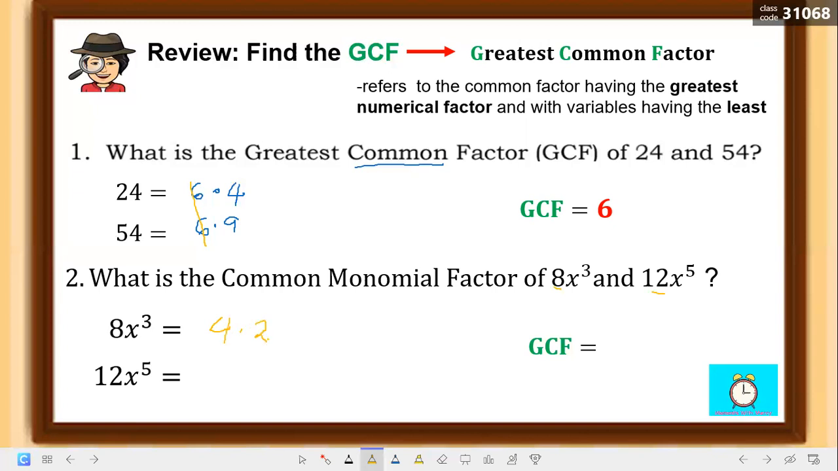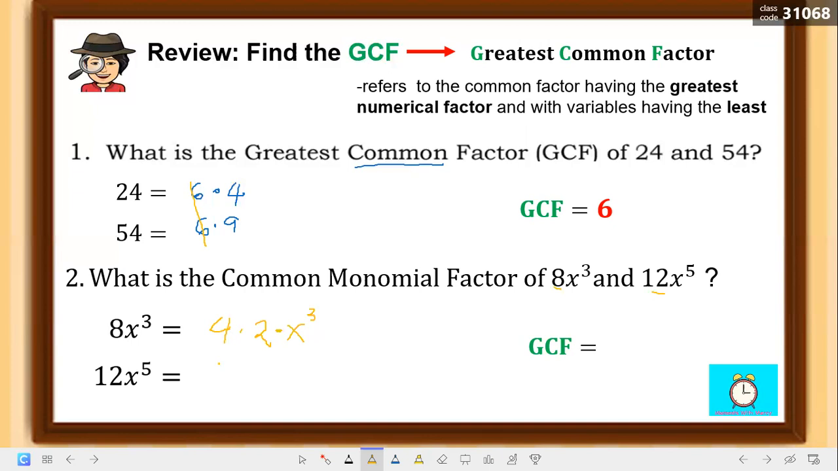Kasi 8 na yon. Since may kasama x cubed, kasama po siya doon sa factor. Multiply yung tuldok na yan. Isulat mo lang x cubed. Pag multiply niya, 4 times 2 times x cubed, 8x cubed yun. What about the 12x to the 5th? Can you give me the factors? Raven. 4 times 3 times x raised to the power of 5.